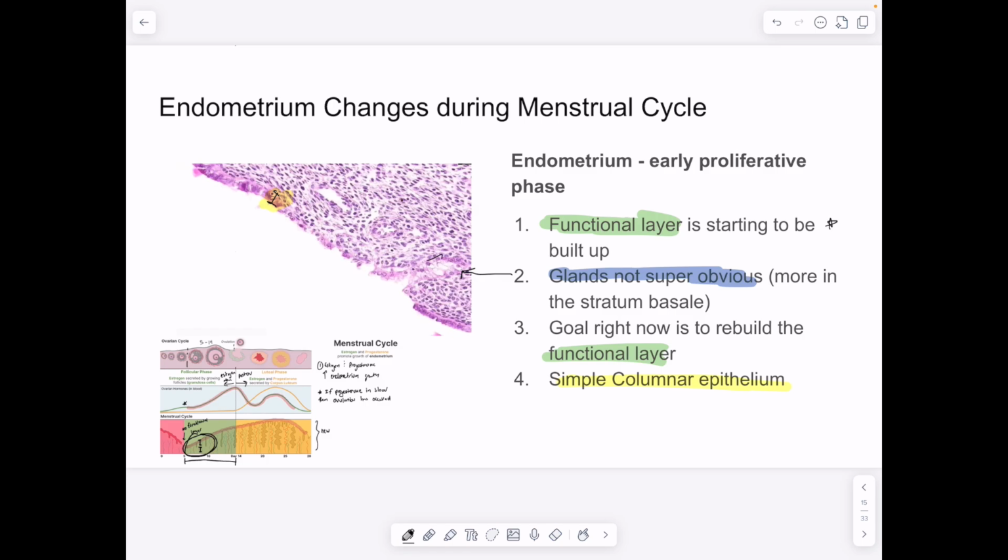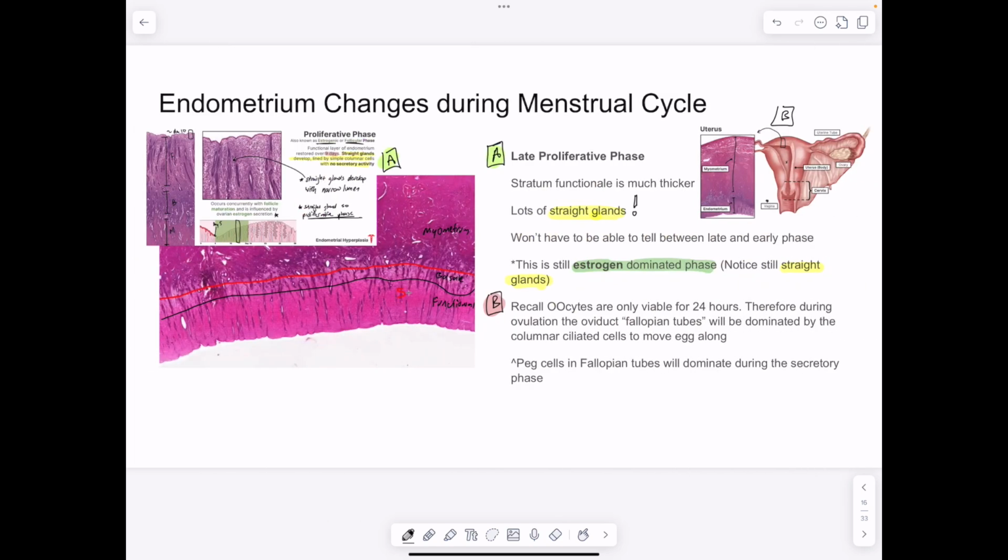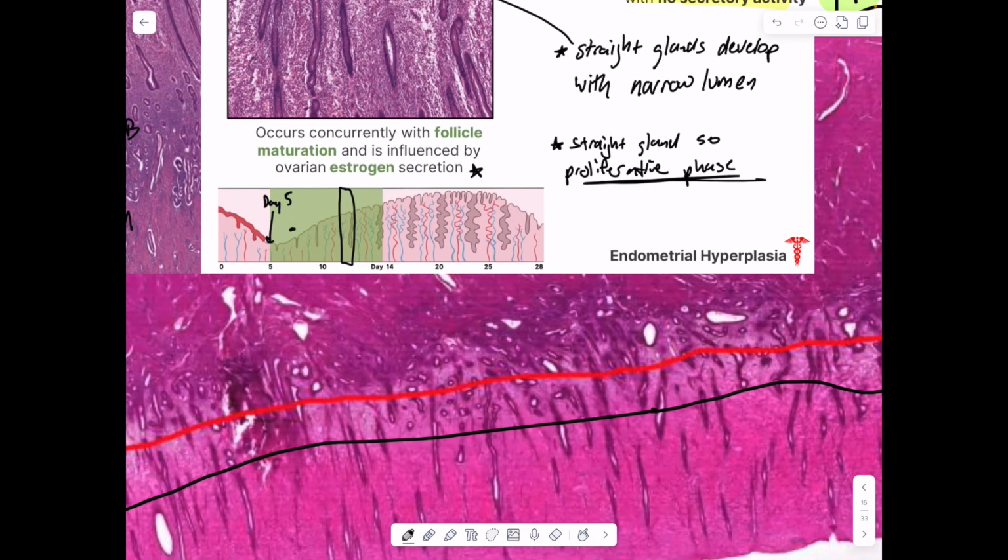You can see that there are some glands. It's not super obvious. This is really the basal layer that we're seeing that's starting to grow. We have a simple columnar epithelium overall, and our goal is to rebuild the functional layer. All right, so we're going this way. Okay, then we are here in the late proliferative phase. We're more this way. You can see we had barely any glands right there. Now we're starting to get more and more of these straight glands.